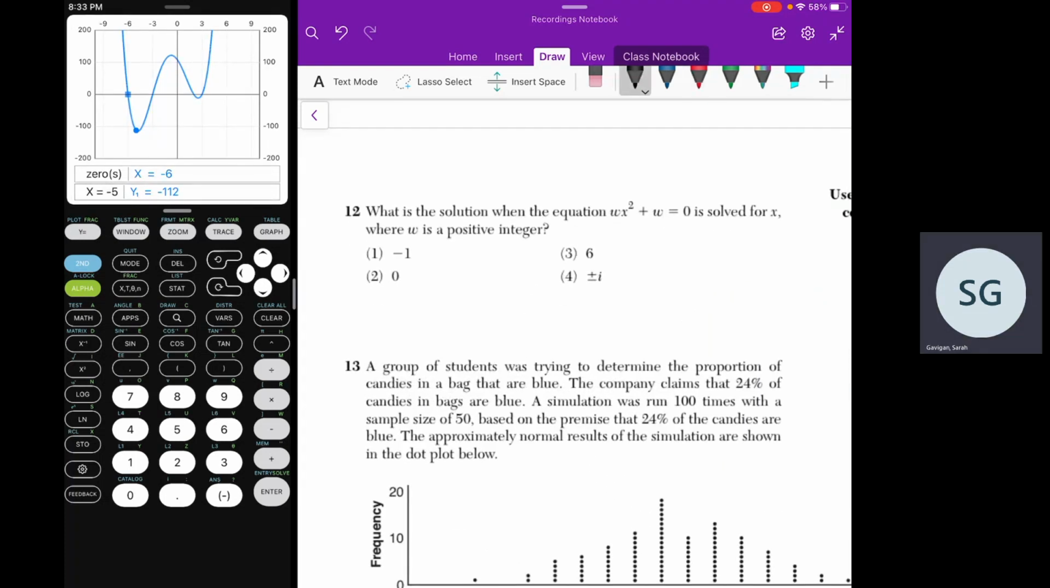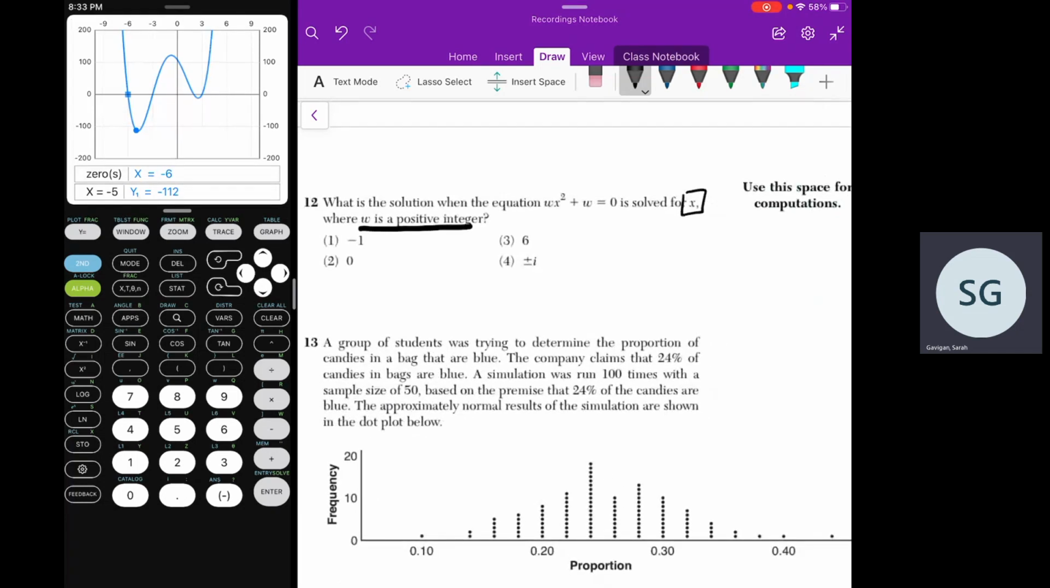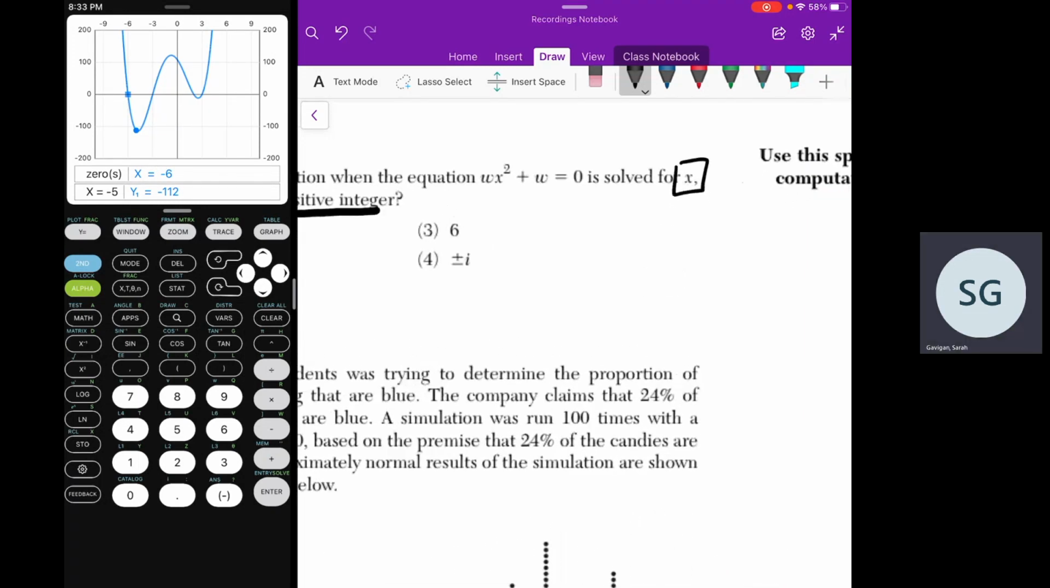What is the solution when the equation w x squared plus w equals 0 is solved for x? Okay, so we have to solve that for x, where w is a positive integer. Now, w has to be some positive integer. There's a couple of ways we can do this question. Let's solve it for x because it's not difficult to do that. Remember, we're getting x by itself.